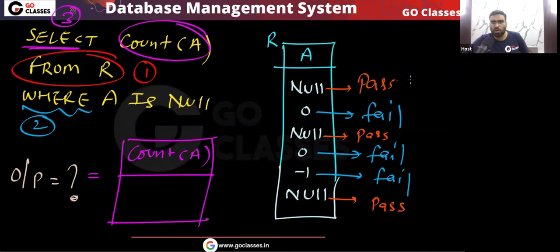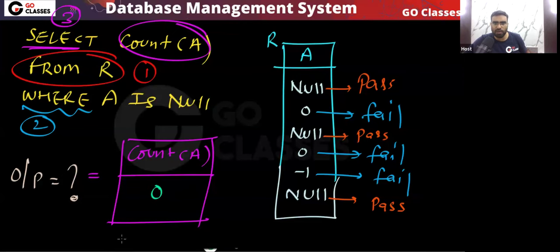So the output will be this count of A. You can see only these tuples are passing. Null, null, null. So this will ignore the null values. This count will ignore all the null values. You will get the empty table. Okay, for an empty table, this count A will be 0. So your output will be this.